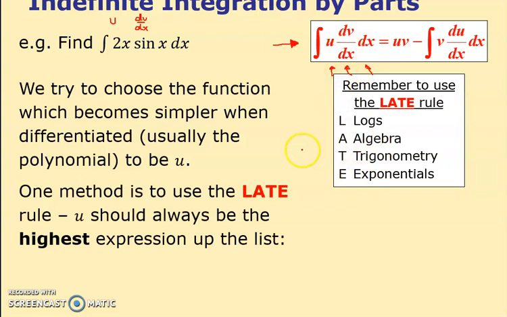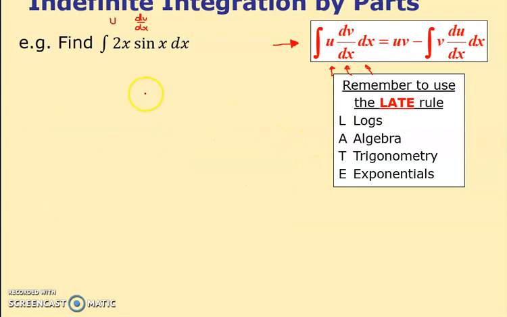So bearing that in mind, with this LATE rule, you can see the 2x is an algebraic thing, and the sin x is obviously a trig thing. And so using this, the algebra is the higher of the two things, and therefore my u is going to be the 2x. And my dv by dx, my other thing, is going to be the sin x. Now, I don't write that straight away. I'm going to write u and v there, I'm going to write du by dx here, and dv by dx here. And dv by dx is the other one, this sin x.